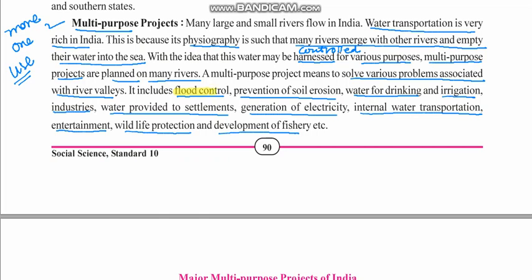Flood control. Whenever there are dams, it is easier to control the flow of the river, and that's why floods can be controlled. Prevention of soil erosion. Soil can be prevented from erosion as the flow of the water can be controlled. Water for drinking can be available. Irrigation and industry can easily be channelized through multi-purpose projects. Water provided for settlements, for various cities.